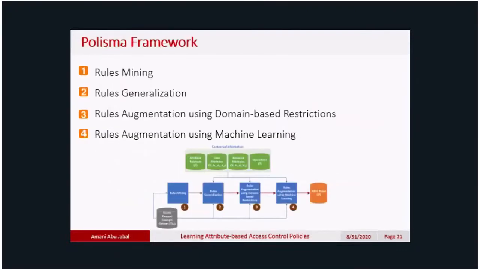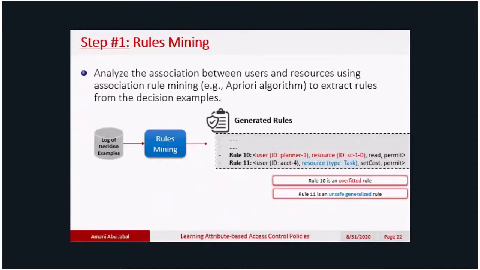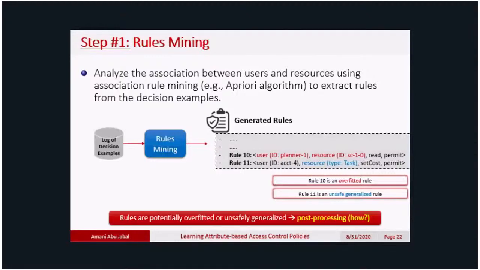Now we will describe our proposed framework Polisma. It consists of 4 steps: rules mining, rules generalization, rules augmentation using domain-based restrictions, and rules augmentation using machine learning. The first step, rules mining. In this step, we analyze the association between users and resources using association rule mining. For example, an Apriori algorithm can be used to extract rules from the decision examples. However, rules that are generated from this step are potentially overfitted or unsafely generalized.